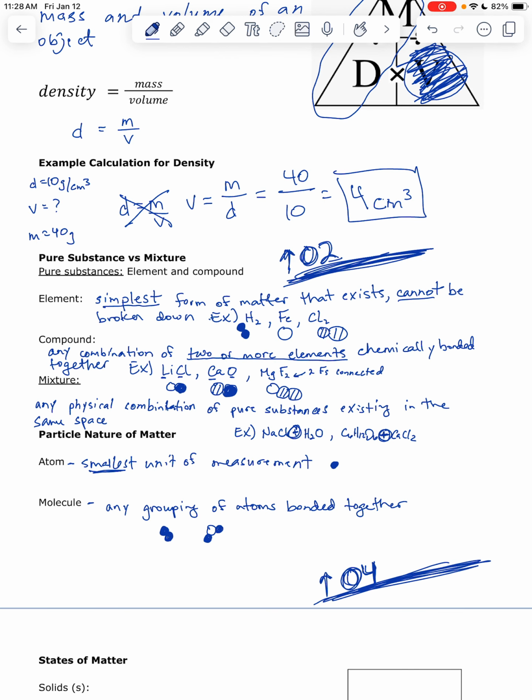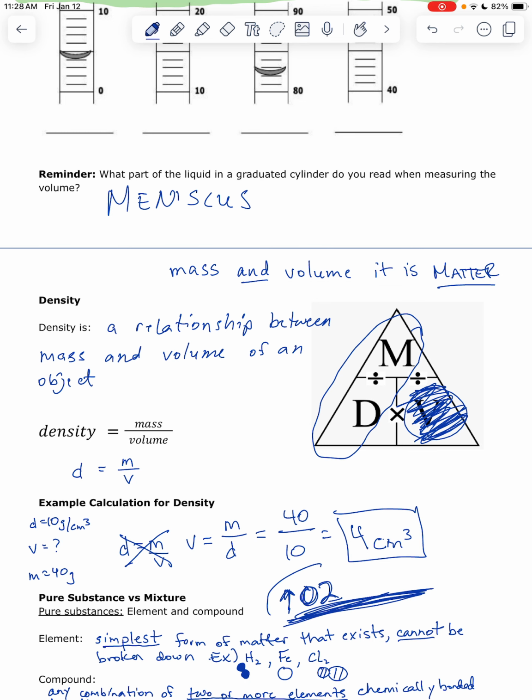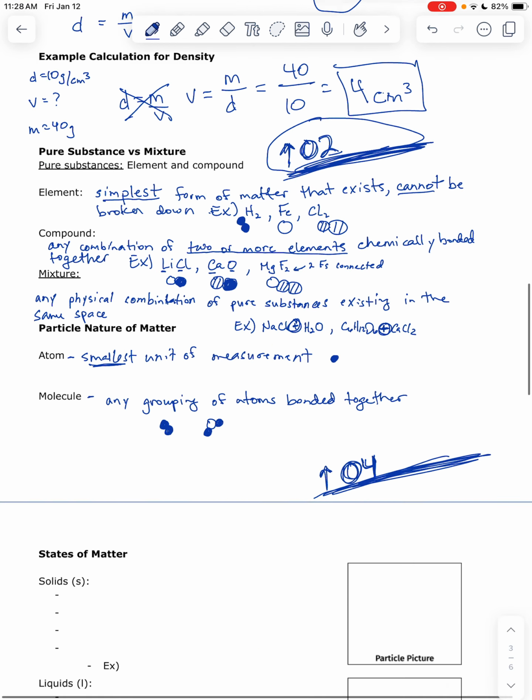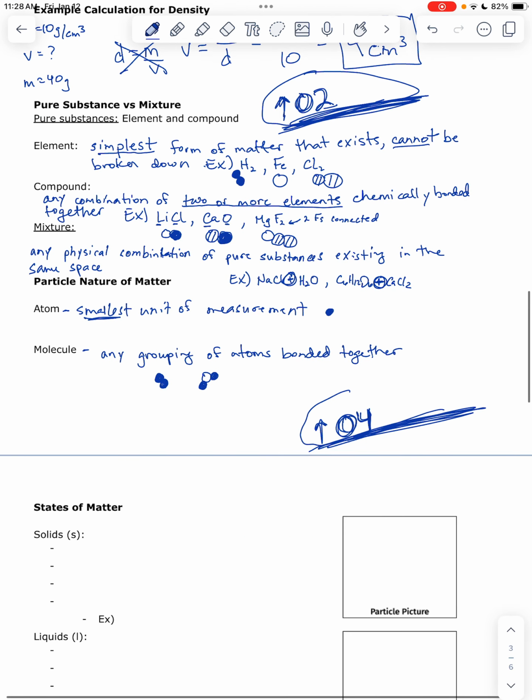All right. So use the information up here for density to complete 02, and then use the information that we have up here to complete 04.